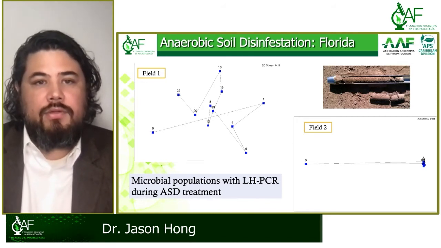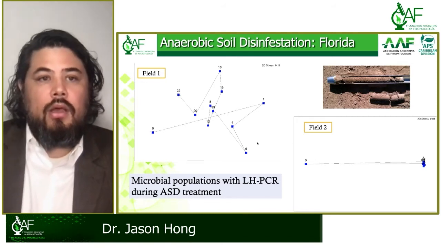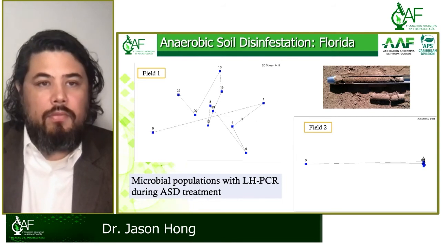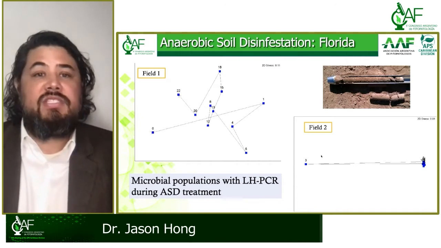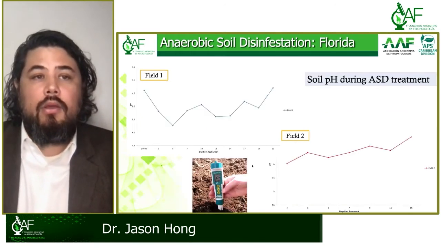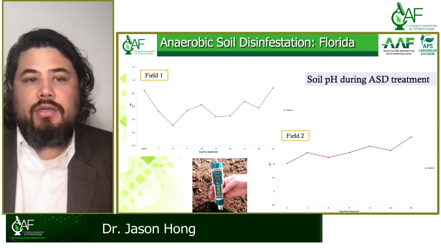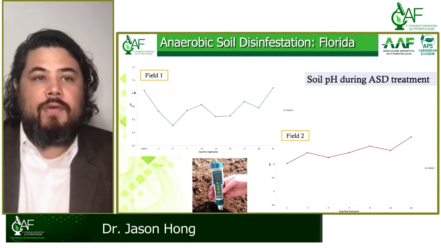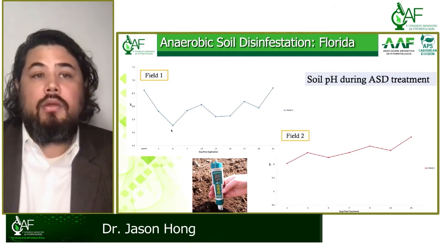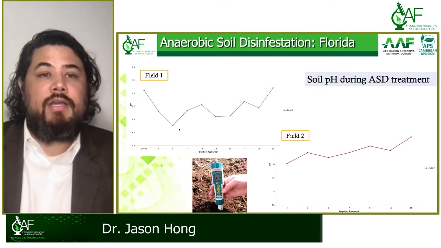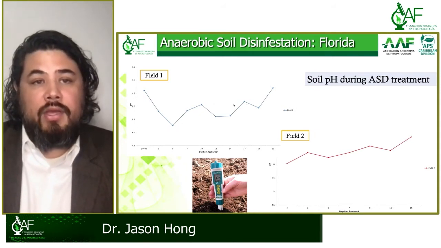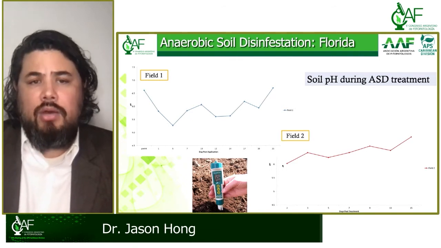But I call this the tale of two fields. In field 1, the microbial population was very dynamic, while in field 2, it was static. As we were taking the soil samples, we also took the soil pH, and we found that the soil became more acidic, usually within day 1 to day 5, sometimes a little faster, but then slowly throughout the ASD process, it goes back to pre-treatment pH.